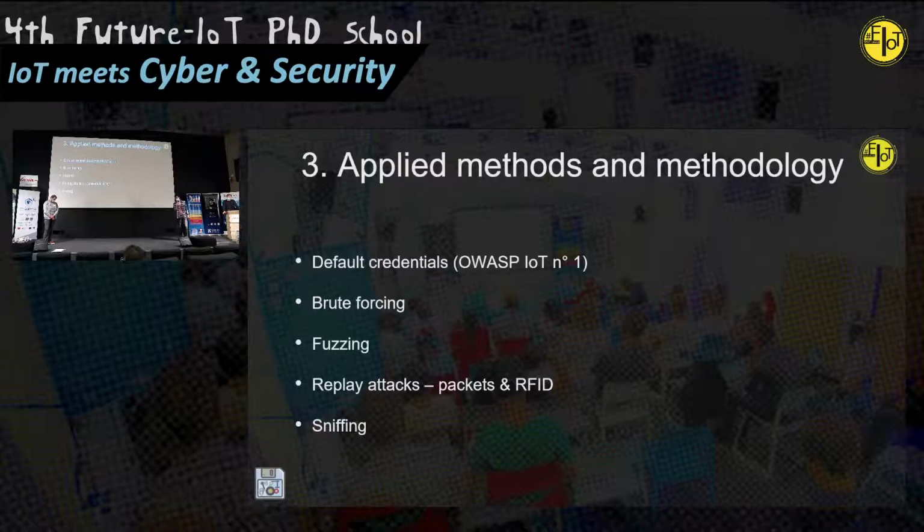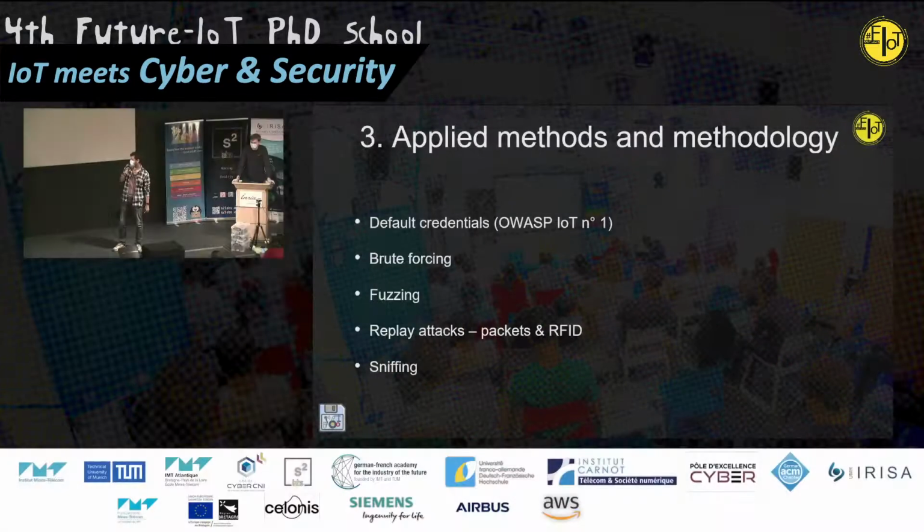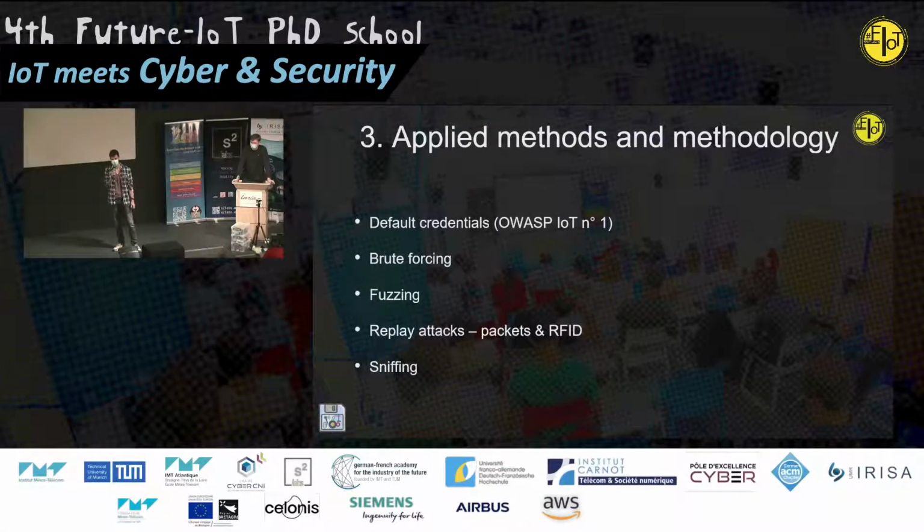For methodologies, we first looked at the OWASP top 10 itself, so like default credentials or weak and guessable passwords. Then if that wouldn't work, we would use brute forcing and fuzzing to get in. Also, if you were in, fuzzing itself would be very viable because you could overload the network itself.